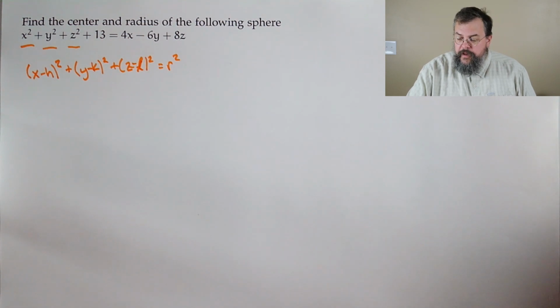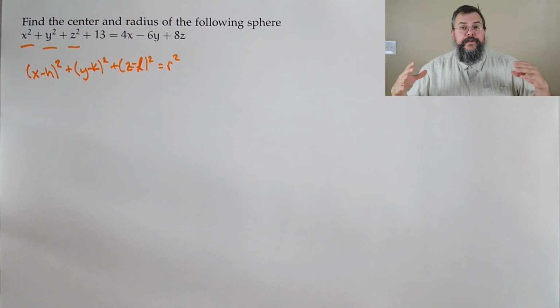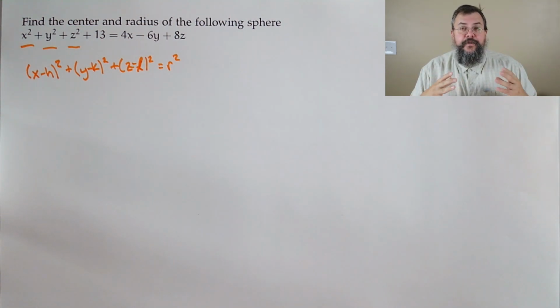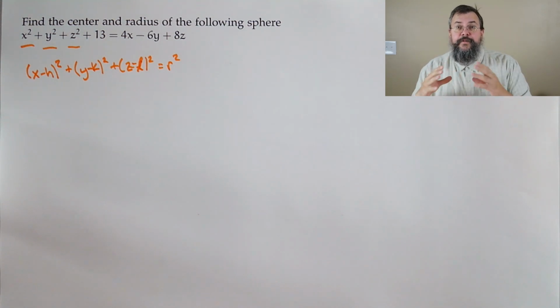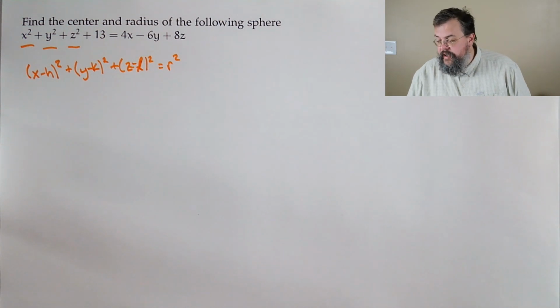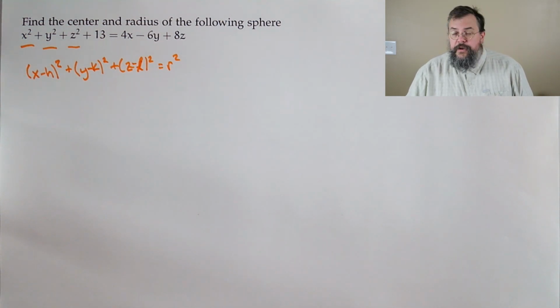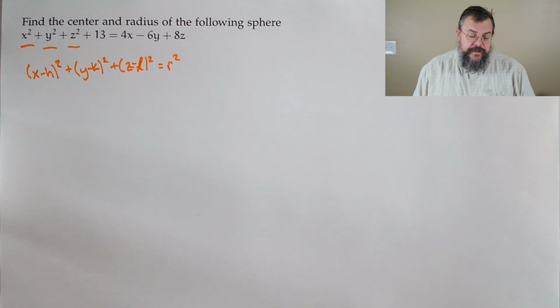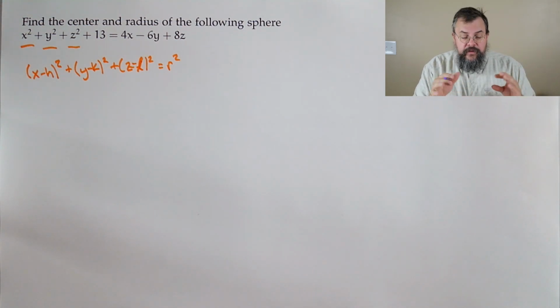So our basic philosophy is to say, well, let's put things together. For instance, let's put the x's together, the y's together, the z's together. And then we'll put the constants together. All right, so we're going to do a little bit of rearranging. We're going to move things around.